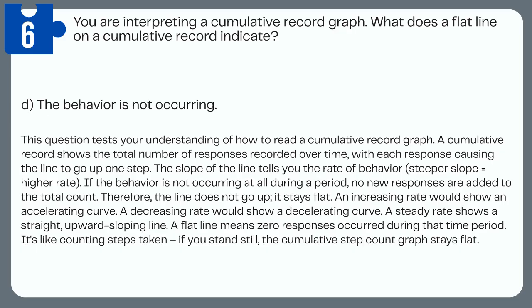An increasing rate would show an accelerating curve. A decreasing rate would show a decelerating curve. A steady rate shows a straight, upward sloping line. A flat line means zero responses occurred during that time period. It's like counting steps taken. If you stand still, the cumulative step count graph stays flat.